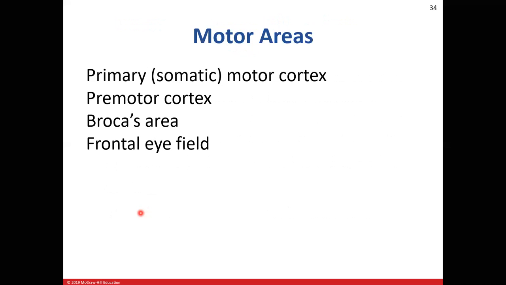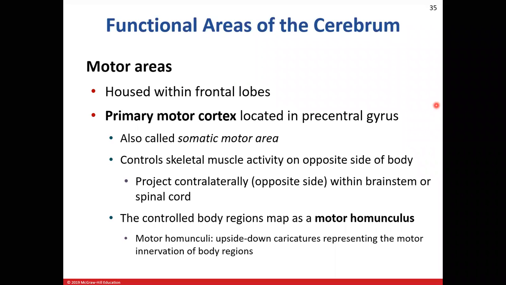So let's look at a few specific motor areas. While there are numerous areas, we're actually going to talk about 4 of them: the primary somatic motor cortex, the premotor cortex, Broca's area, and the frontal eye field. Now, the motor areas are going to be housed within the frontal lobes. Our primary motor cortex is specifically located in the precentral gyrus. It's also called the somatic motor area. And if you remember, one of the things we talked about with somatic is you should think skin, skeletal muscle, and joint.